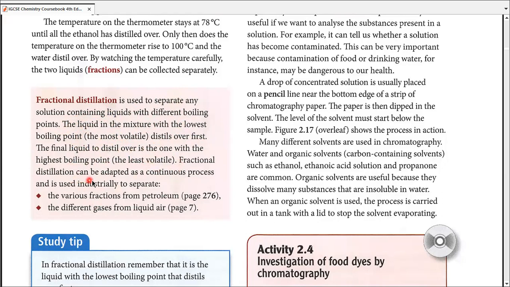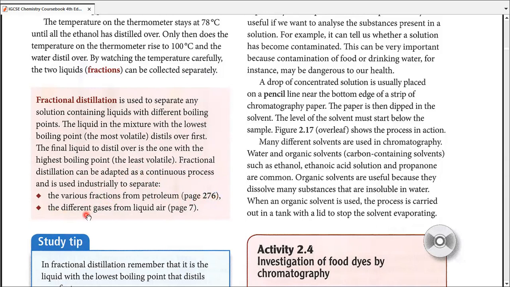So fractional distillation can be adapted as a continuous process, and it is used industrially to separate various fractional parts from petroleum, which we're going to study in the second last chapter of this book, chapter number 11 on page 276.